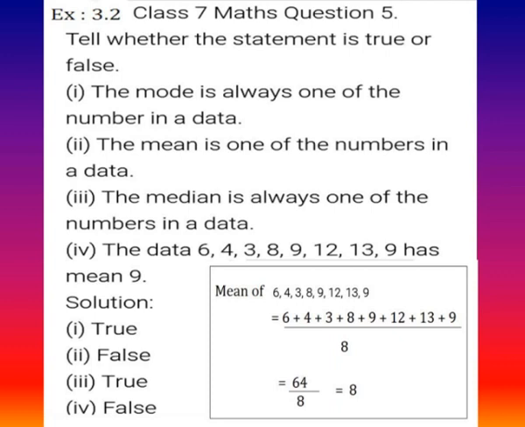Next, fourth subdivision, the data 6, 4, 3, 8, 9, 12, 13, 9 has a mean 9. To check, we are finding the mean, and we got (6 plus 4 plus 3 plus 8 plus 9 plus 12 plus 13 plus 9) whole divided by 8, which is equal to 64 by 8, which is equal to 8. But in the statement it was given as 9, so the statement is false.